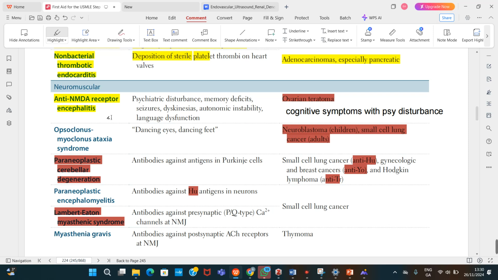Very important. The next is opsoclonus myoclonus ataxia syndrome. Very simple. Once you see this in a child, your diagnosis is neuroblastoma until otherwise proven. If you see this in an adult, your diagnosis is small cell carcinoma of the lungs until otherwise proven. So dancing eyes, dancing feet.